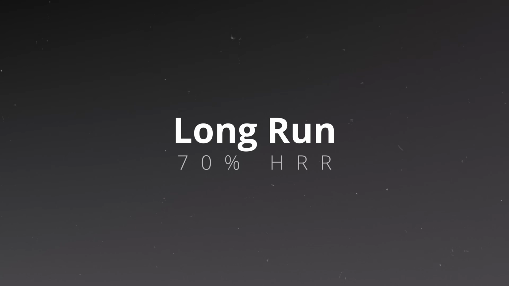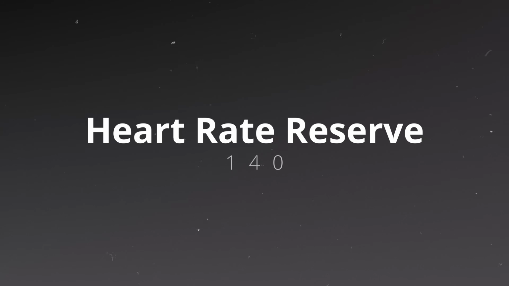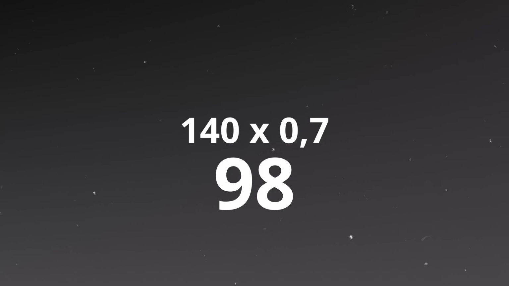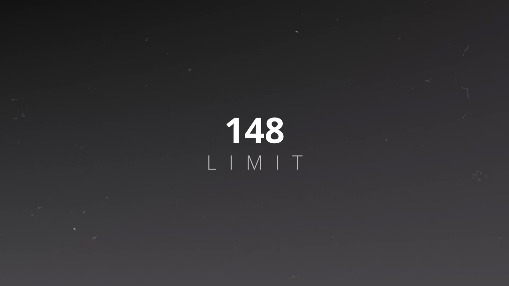Let's say the training has a prescription of 70% of heart rate reserve for your steady long run. Let's say you have a max heart rate of 190 and a resting heart rate of 50. You do the math and you come out at 140 as your heart rate reserve. Then you multiply this by 0.7 to get 70% of it. This is 98. And then you add back your resting heart rate of 50, so you arrive at the value of 148 as your limit for your steady long run.